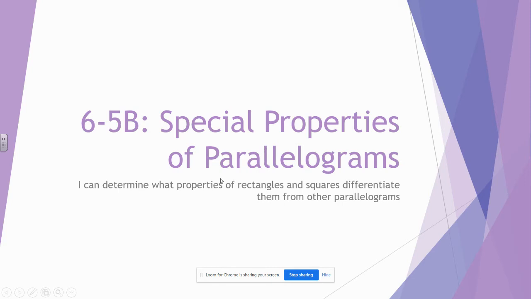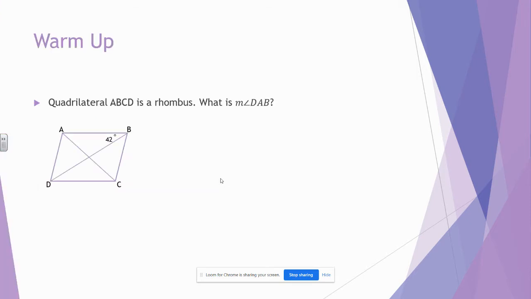Hi Geometry, it's Ms. Strauss back with the second half of 6.5 today. Today we are going to be talking about rectangles and squares and how they differ from other parallelograms. Yesterday we did rhombuses. So first we're going to warm up with some review of our rhombus material from yesterday.